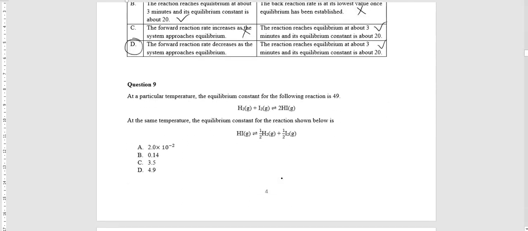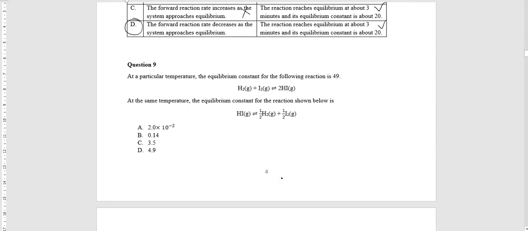Moving on to 9. 9 is a quick question. At a particular temperature, the equilibrium constant for the following reaction is 49. So this Kc is 49. You need to find the equilibrium constant for this reaction, which is at the same temperature. Now what happened with this one is that it is the reverse of the original, and you also need to notice the fact that the coefficient is half.